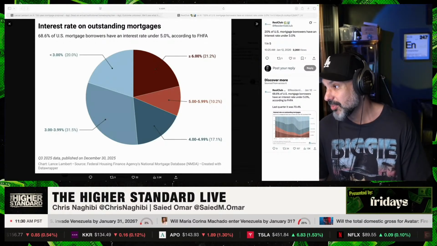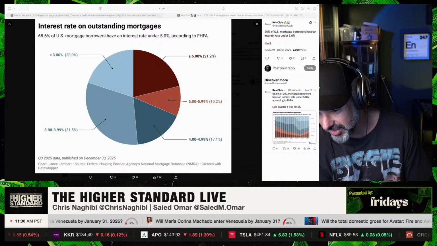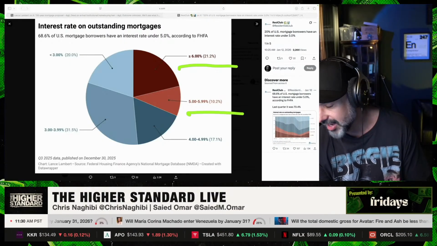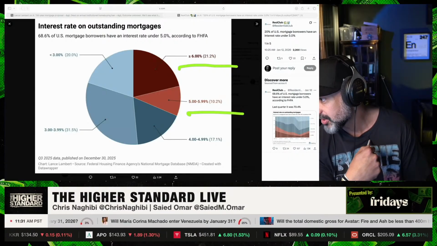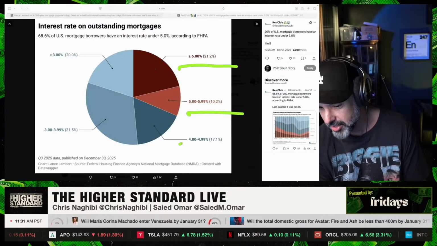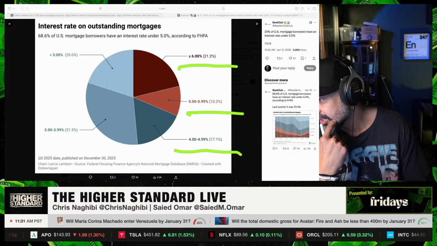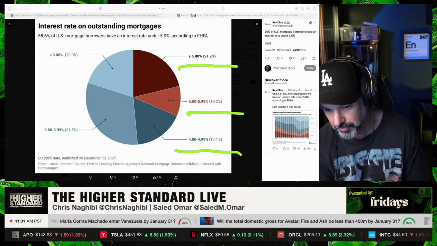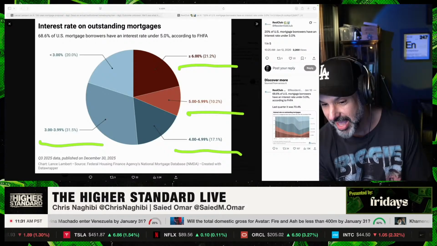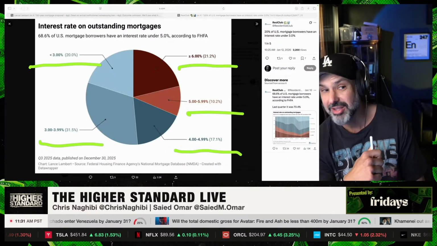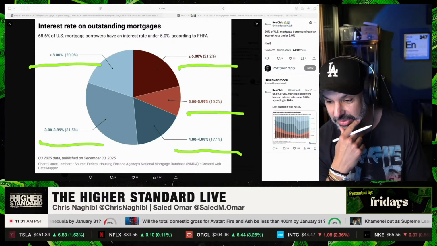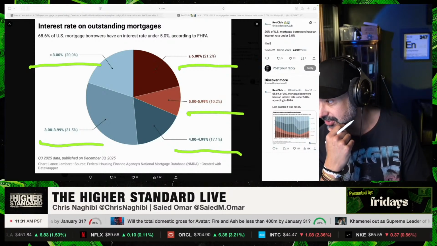Of course, the most notable portion of this is not that you got those under 6%, 21.2%. Not those who have 5.0 to 5.99%, 10.2%, but the rest of the chart, this blue section here, 4 to 4.99, 17.1%, right? Here you go. 3 to 3.99, 31.5%. And below 3, 20% of the market, 1/5. Wow. That is wild numbers as far as I'm concerned.